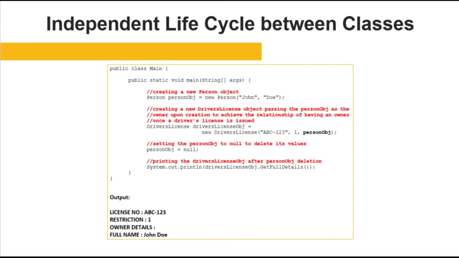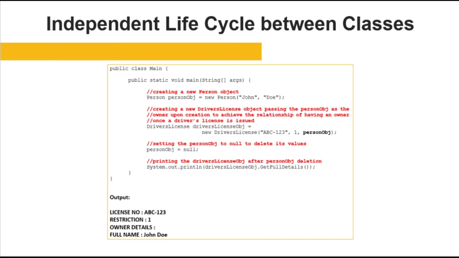Independent life cycle between classes. To show the independent life cycle between classes, consider the given code. After creating the person and the driver's license object, we set the value of the person object to null, which means it is deleted, to delete its values. We printed the values of the driver's license object, and notice that in the output, the complete details of the driver's license object is still existing. These clearly illustrate the independence between the two objects.